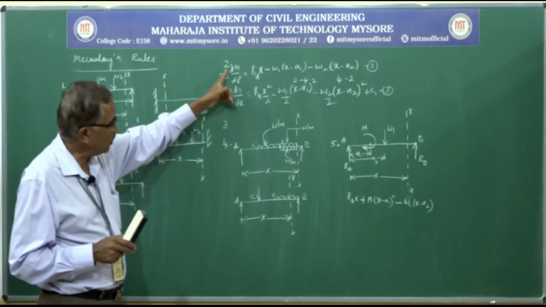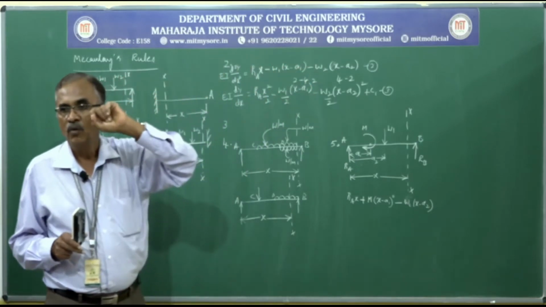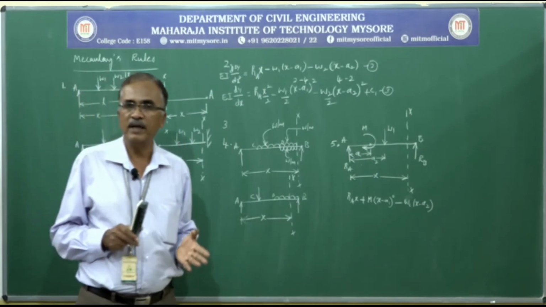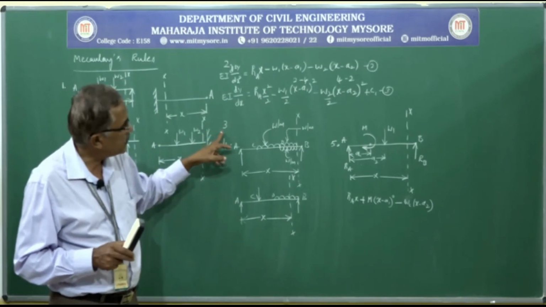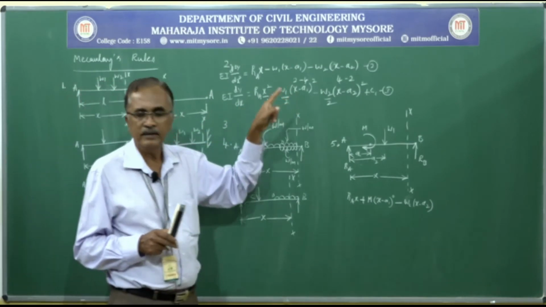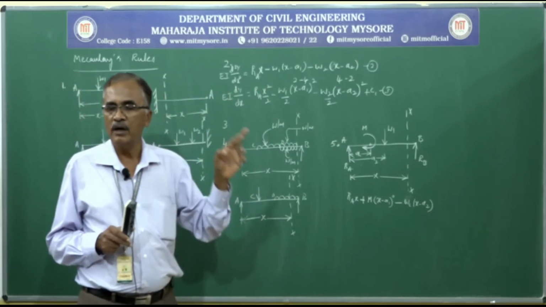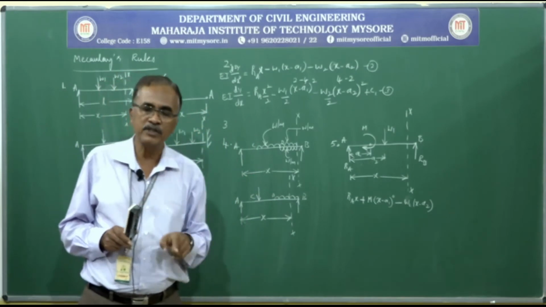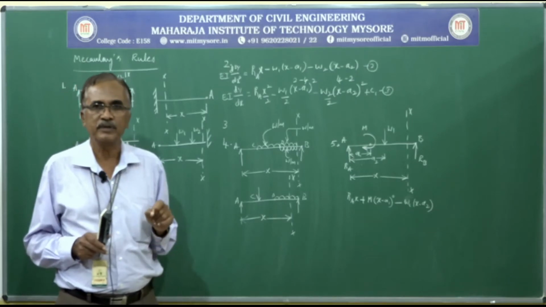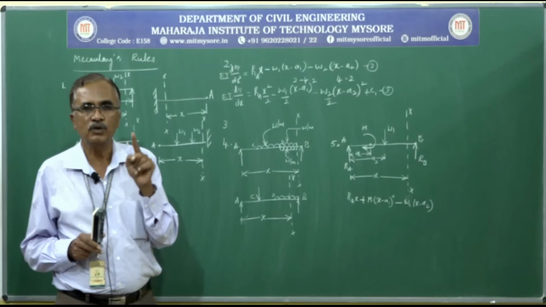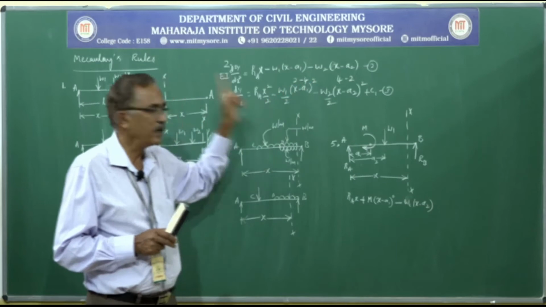Next, the second rule of Macaulay is that while integrating the term, we should never open the bracket. Third, when you substitute numerical values into the bracket, if it becomes negative, we simply ignore it. This applies even while calculating the constants C1, C2, and also when we calculate the values of slope and deflection. If any bracket term becomes negative, we ignore the entire term.